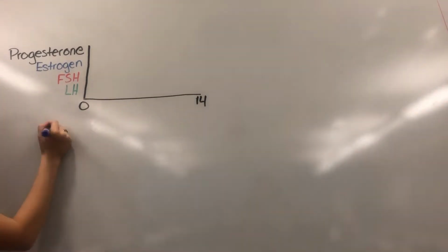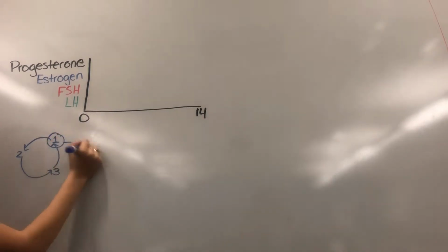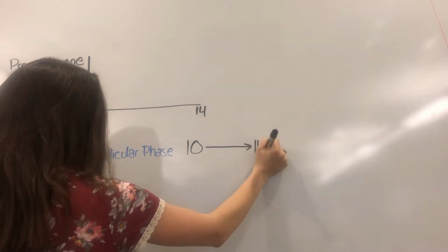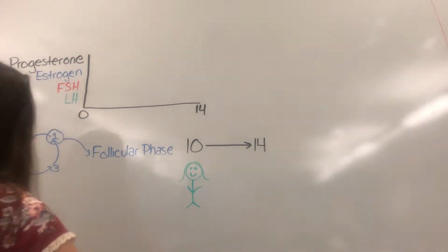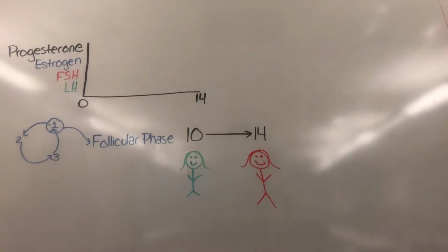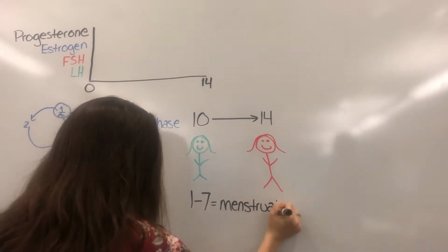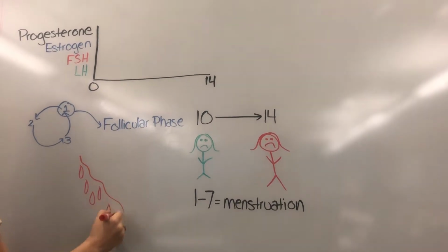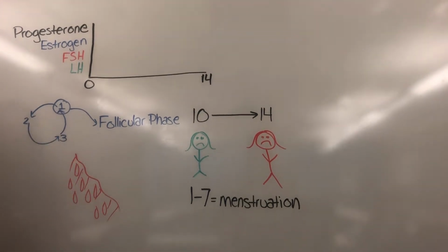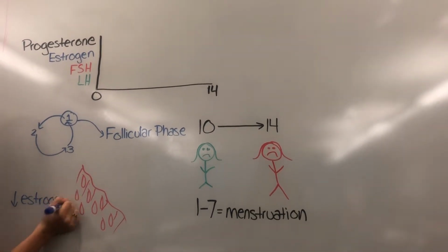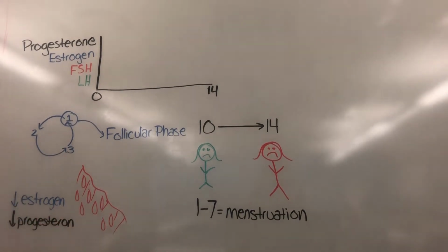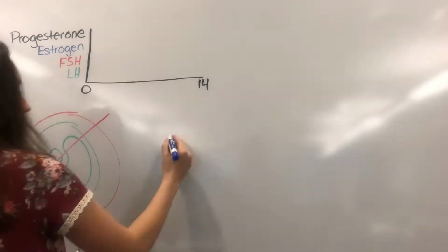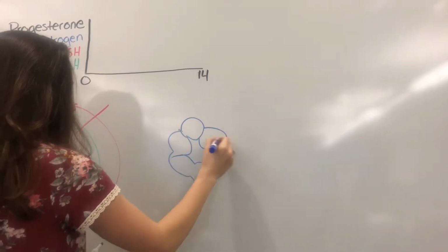The beginning of every new ovarian cycle starts with the follicular phase. This phase of the ovarian cycle can last anywhere from 10 to 14 days, though it does vary from woman to woman. On days 1 to 7 is when menstruation happens. This shedding of the endometrial layer is activated by the absence of both estrogen and progesterone. There are no mature follicles producing estrogen and no corpus luteum producing progesterone and estrogen.